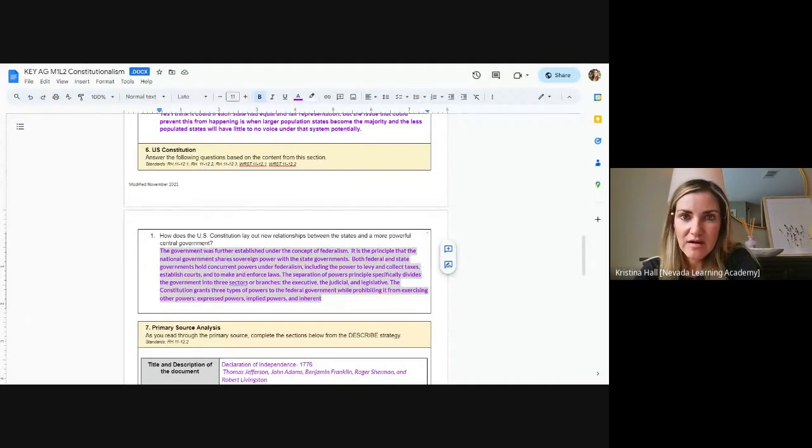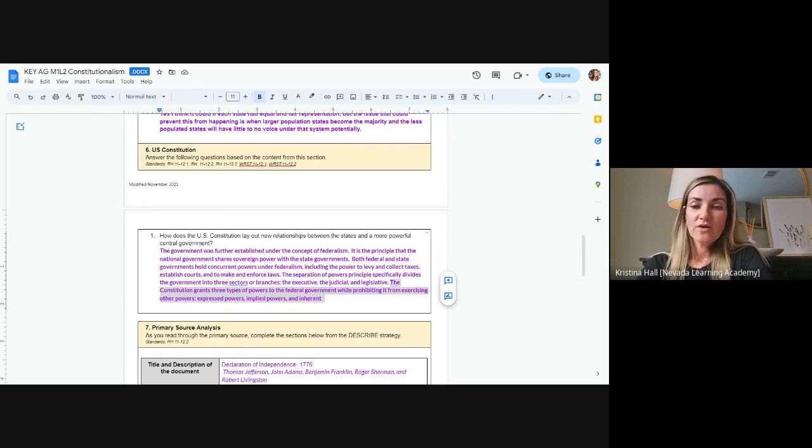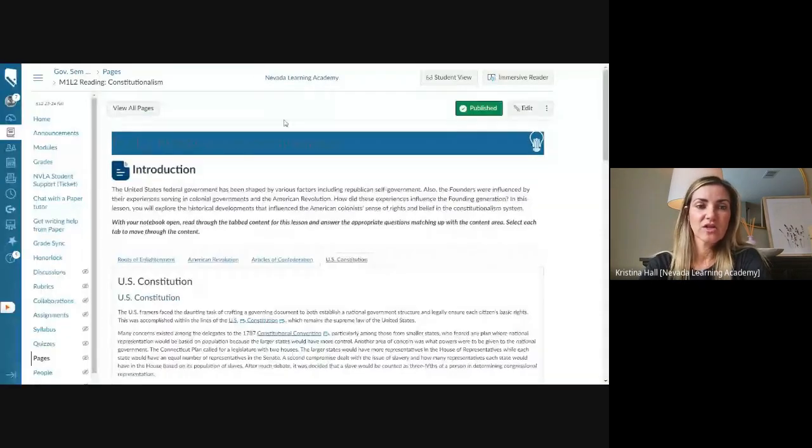Okay, it cut off B. So let me get the rest of that. Let me grab it. While you copy and paste this over into your notebook, let's take a look at this page.